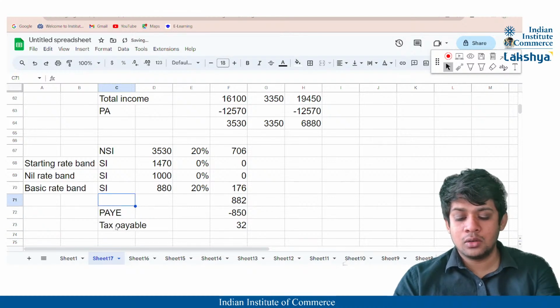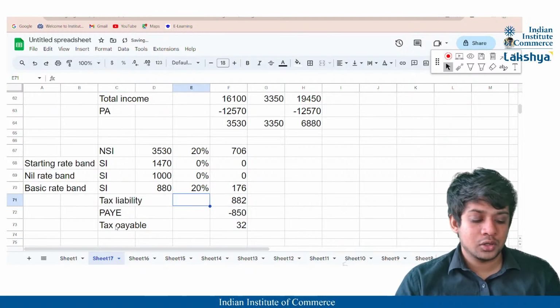That is going to be 32, and tax liability is going to be 882.